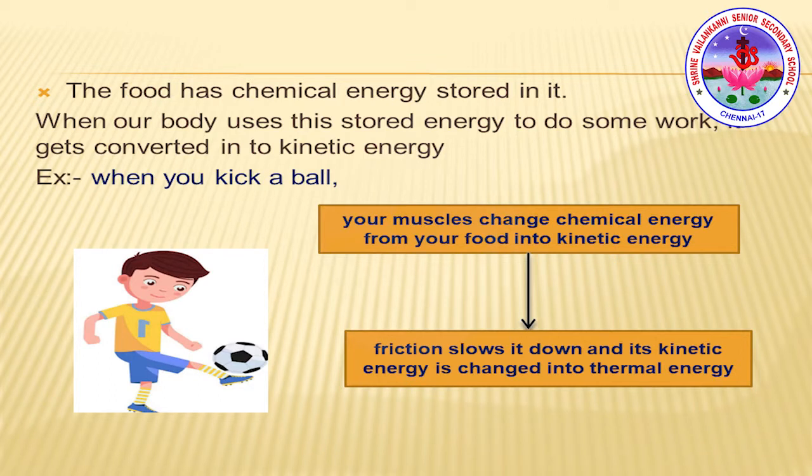Let us see how the transformation of energy takes place in our day-to-day life through some examples which you're seeing on the screen. The food has chemical energy stored in it, right? So when our body uses this stored energy to do some work, it gets converted to kinetic energy. For example, if you kick a ball, your muscles change chemical energy from your food into kinetic energy. As the ball moves through the air and across the ground, friction slows it down and its kinetic energy is changed into thermal energy. So the transformation of energy is occurring in this example.